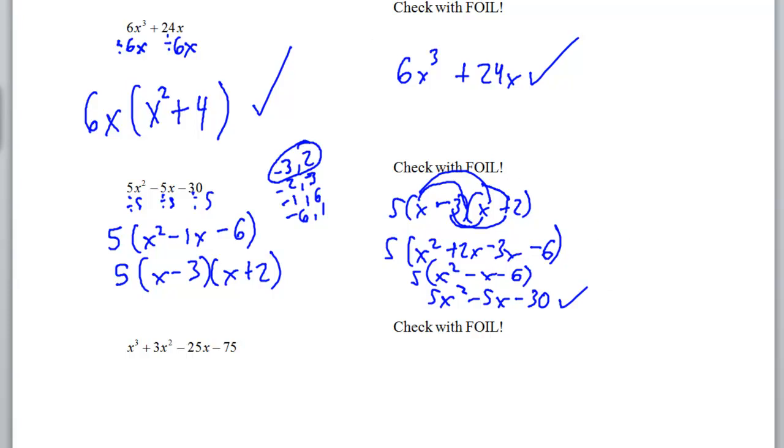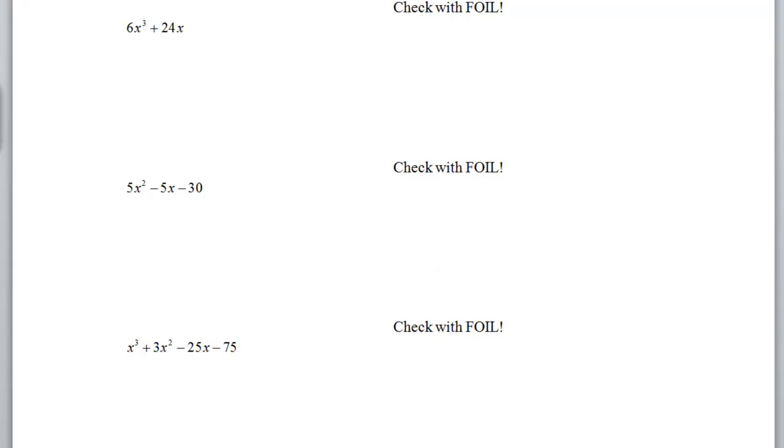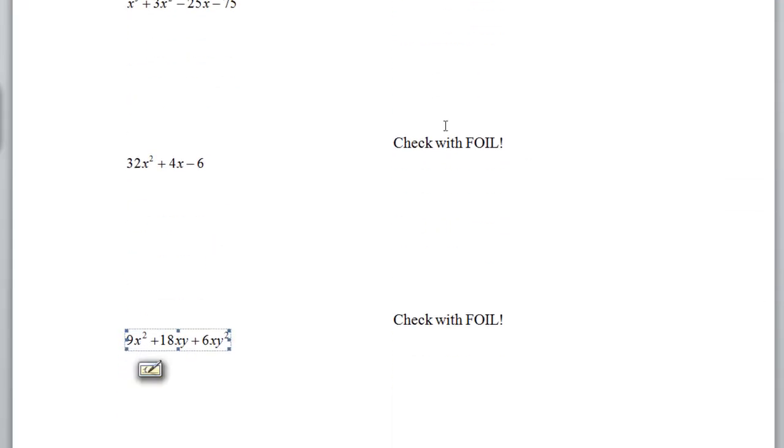Okay, let's go and take a look at the next problem here. Let me scroll to move this down. Oh, look, checking for viruses. Okay, I think I can fit all 3 on this page. All right, here we go.